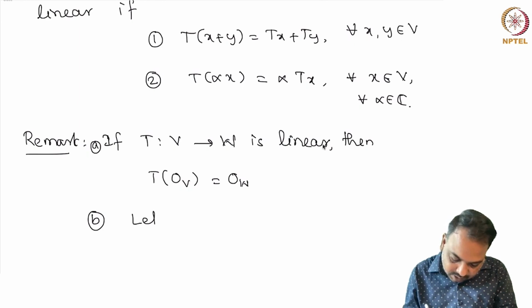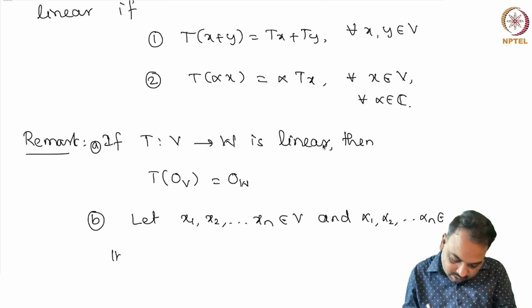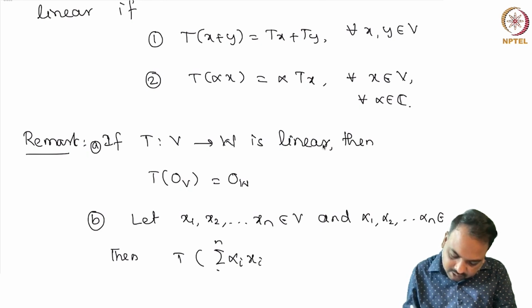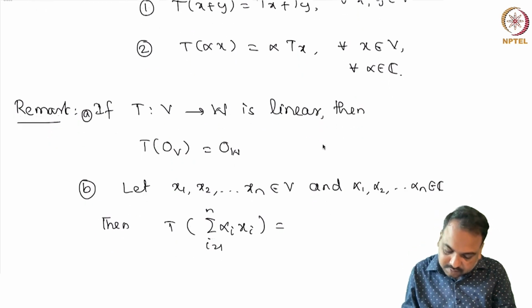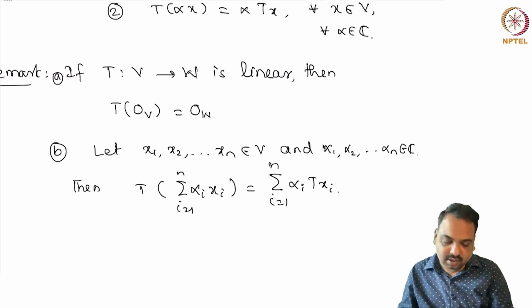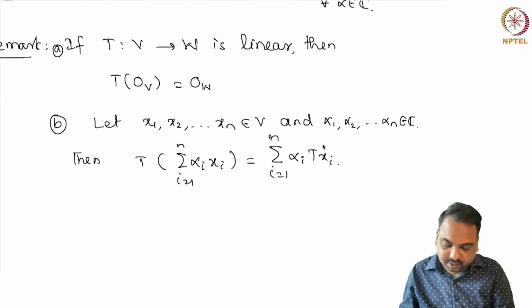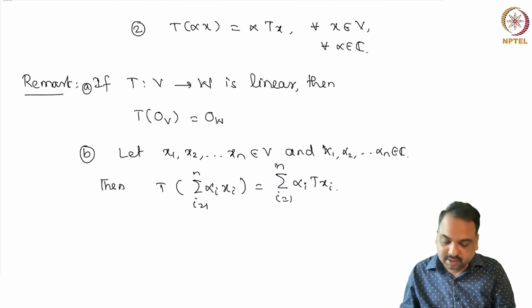Suppose we take x1, x2, so on, xn in V, and alpha 1, alpha 2, so on, alpha n, which are complex numbers. Then whenever T is linear, T of the summation of alpha i xi, i equal to 1 to n, is nothing but the summation i equal to 1 to n of alpha i T xi. This directly comes from the two properties, the axioms of a linear transformation. We have to apply 1 and 2 for n many vectors. This is the observation we will be using at a later point.